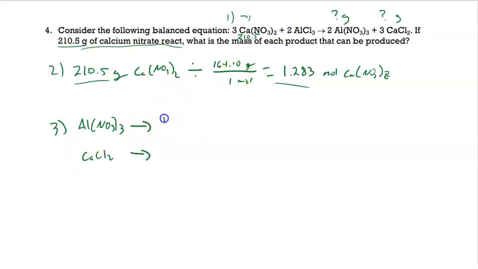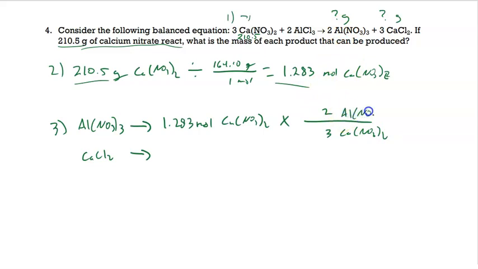All right, so I'm going to take my 1.283 moles of Ca(NO3)2 times my mole ratio, which is 3 Ca(NO3)2 to 2 Al(NO3)3. All right, this is moles. All right, and that's going to give me 0.8553 moles of aluminum nitrate.